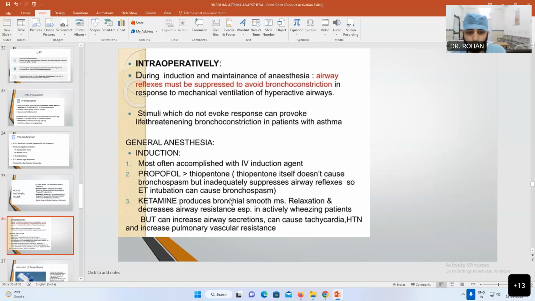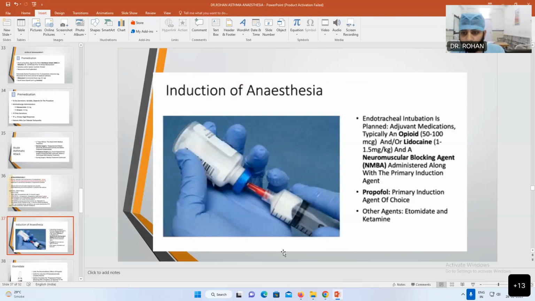Ketamine has bronchodilator properties. Ketamine is also preferred for a patient with known asthma. But the drawback with ketamine is that, as we all know, it increases the airway secretion. It can increase the blood pressure. It can produce tachycardia. It can increase intracranial pressure. It can increase intraocular pressure, etc. So especially since it increases the airway secretions, we prefer propofol more than ketamine for induction of anesthesia.